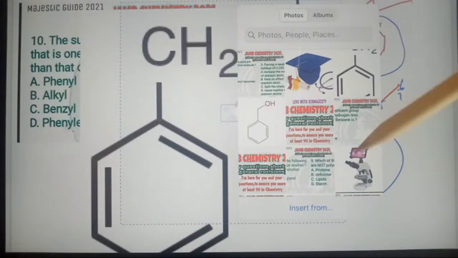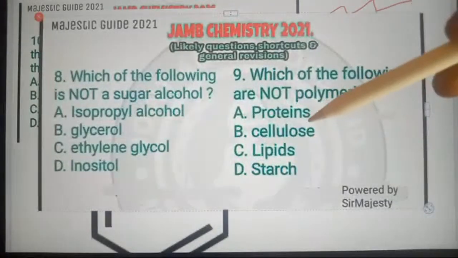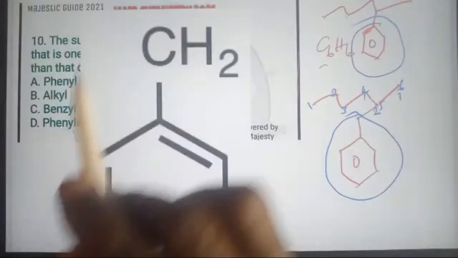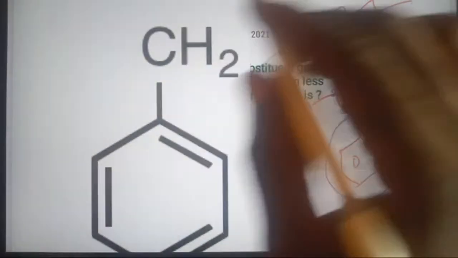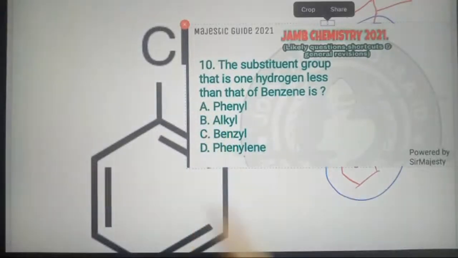Lipids are not polymeric. Proteins are polymers. Polymeric means those that are polymers. Cellulose is polymeric. Starch is polymeric. But lipids are not. So coming to question number 10, the answer is phenyl. So that's it.